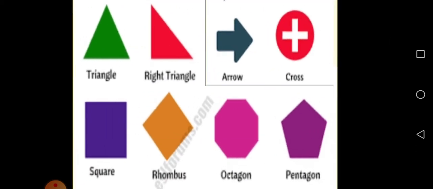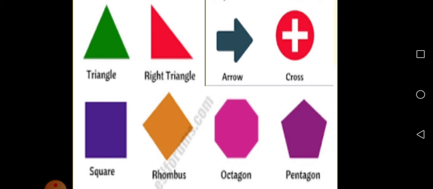Now take a look at these polygons. Polygons that are drawn with three sides are called triangles. If two of the lines meet at 90 degrees, then this triangle is called a right-angled triangle. If we have a four-sided polygon, this one is called a square. This square has all the sides equal. We also have a rhombus.